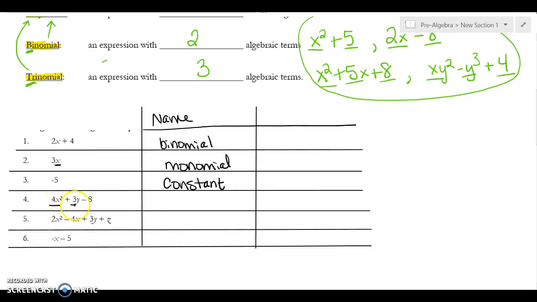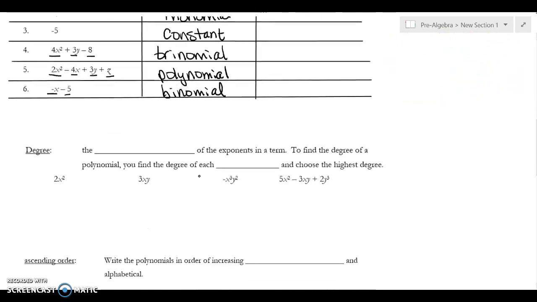Number 4, there's 1, 2, 3 terms, so that's a trinomial. And number 5, there's 1, 2, 3, 4 terms, so that is a polynomial. I don't have any special names for 4 terms, so we just say polynomial. And then the last one, 1, 2, that's a binomial. Okay, so those are the differences between monomial, binomial, polynomial, and trinomial. All right, let's look and see what degree is.